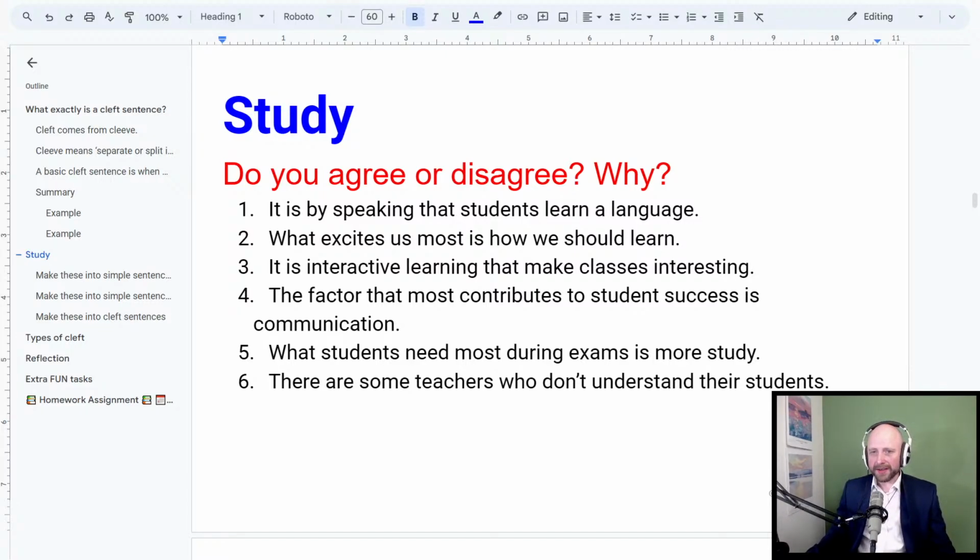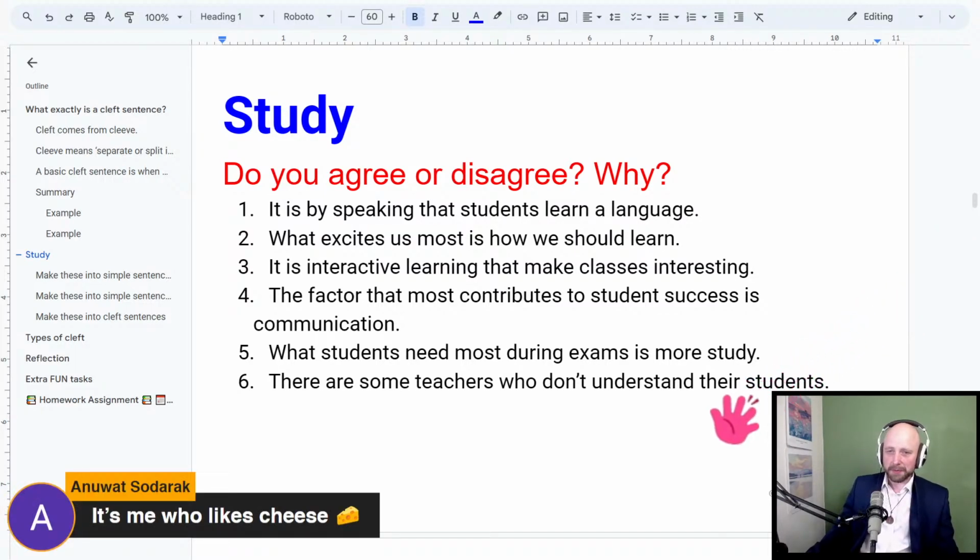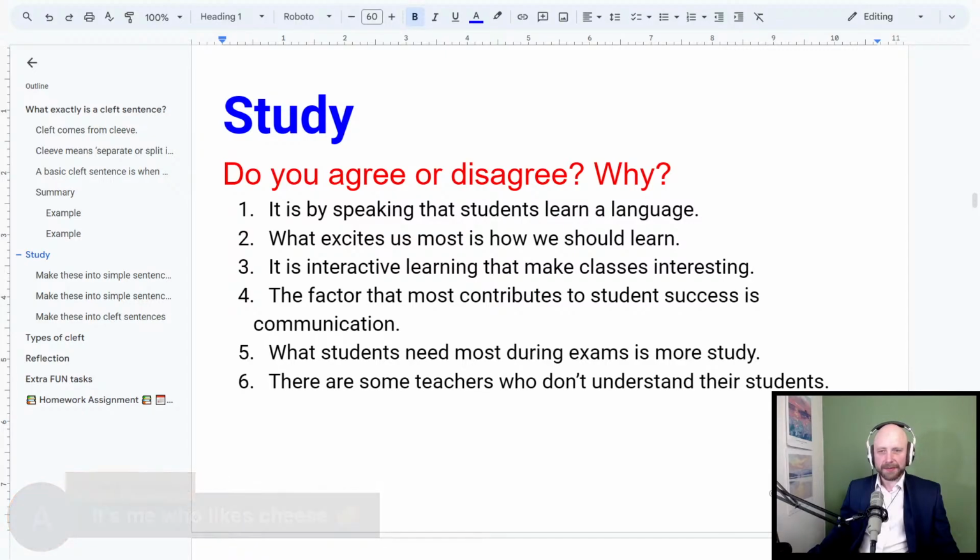So number 1, it is by speaking that students learn a language. What do you folks in the chat think about that? Anawat says it's me who likes cheese. Very good, Anawat. Thank you. That is a cleft sentence. Do you think it's by speaking that students learn a language? What do you people think about that?